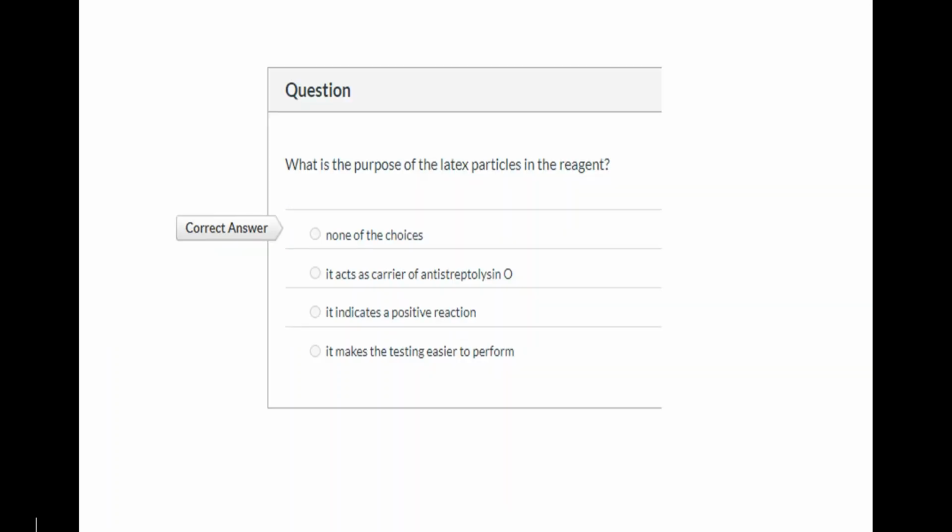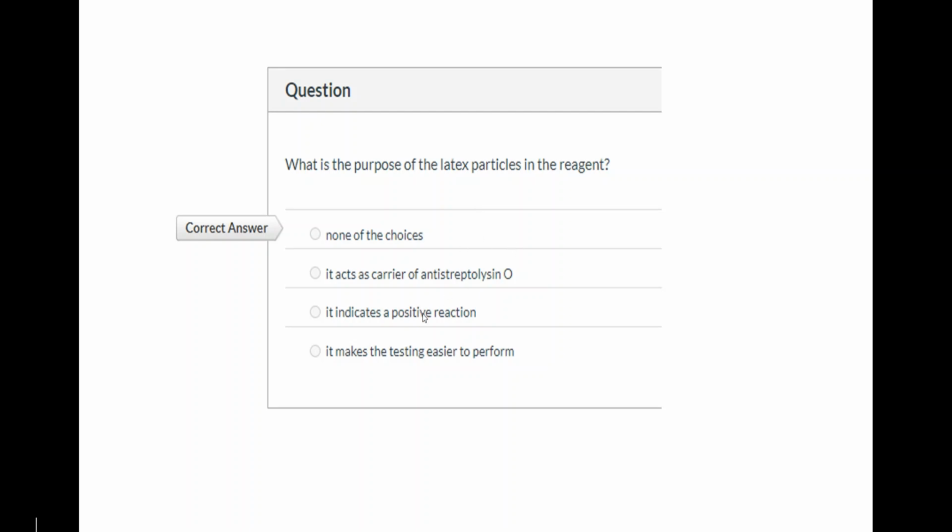Okay. What is the purpose of the latex particles in the reagent? So we know that for latex agglutination testing, the latex particles here act as a carrier of the streptolysin O antigen. Take note, the purpose of the latex particles is that it acts as a carrier for the streptolysin O antigen. It does not act as the carrier of anti-streptolysin O, because latex acts as a carrier of streptolysin O antigen.